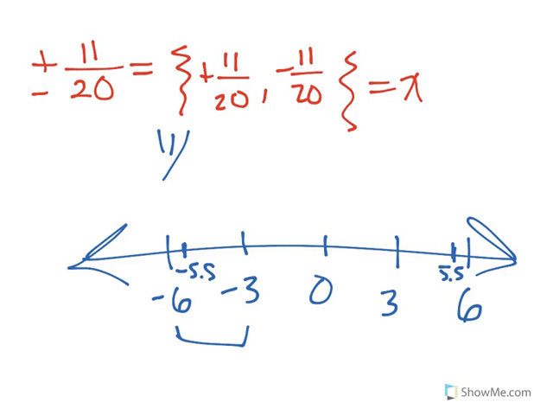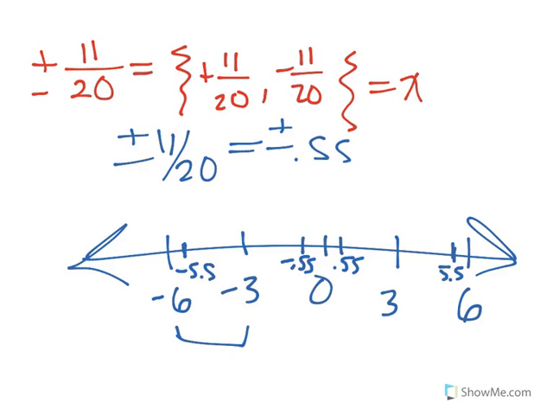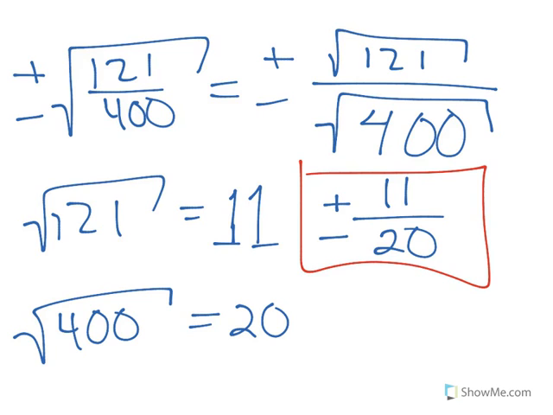11 over 20 is 0.55, negative or positive. And so it could be this or it could be this. And so we have graphed our solution to this square root.